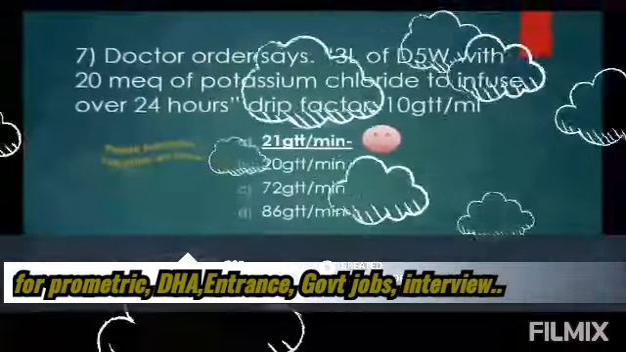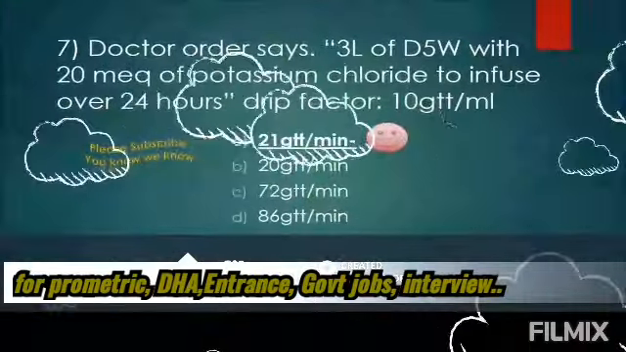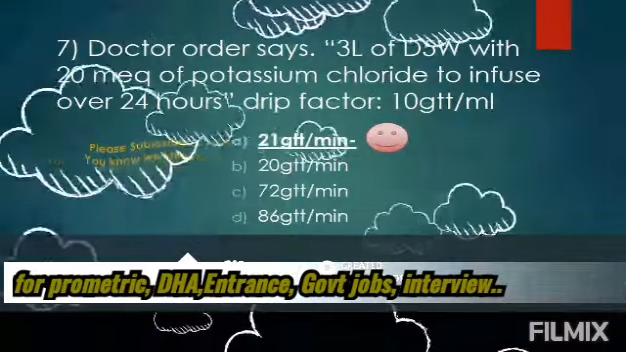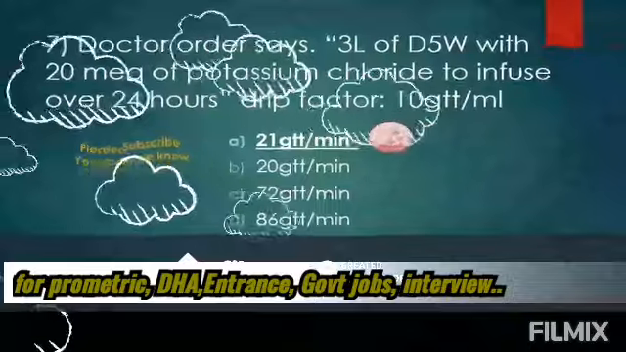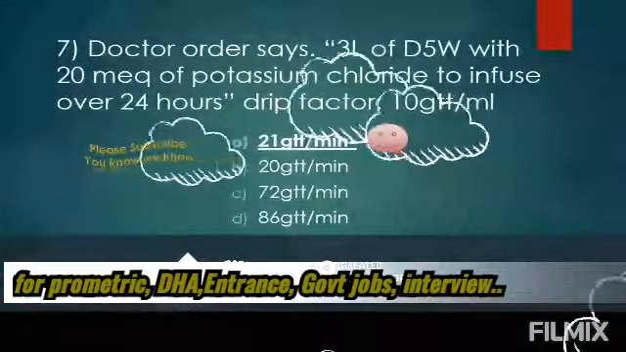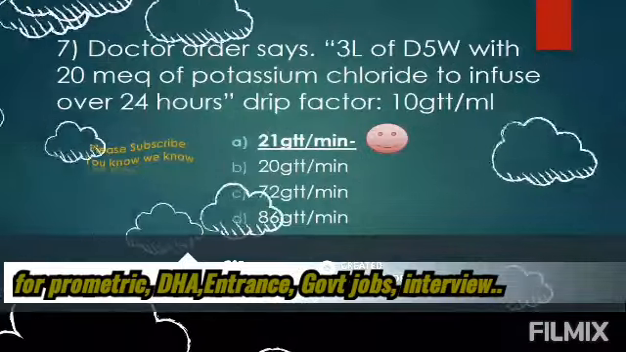So here is the correct answer, 21 GDT per minute. By following the drop factor formula, we have got the 21 GDT per minute. So continue with your next question for the practice.